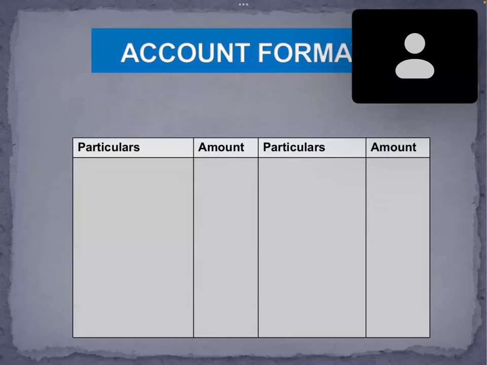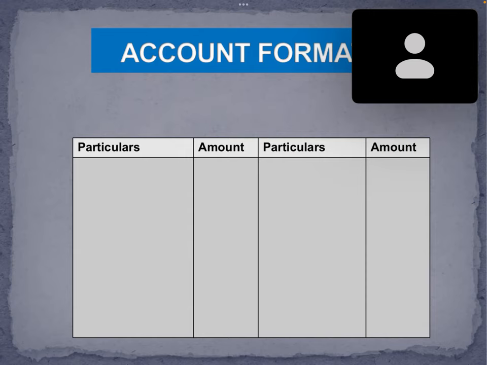Now, proceeding further in this chapter, we must know the format of the account, which I'm sure that everyone already knows. But anyways, because this is part of this chapter, we have to cover it. So this is how we prepare the account. Usually we have four columns in an account. Apart from this, you can make a column for the date, and then there could be one more extra column for the ledger folio as well. But most of the time when we solve questions, we prepare these four columns. So at least there should be four columns while preparing an account.